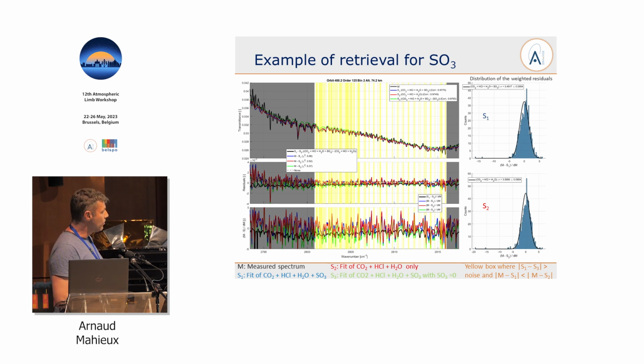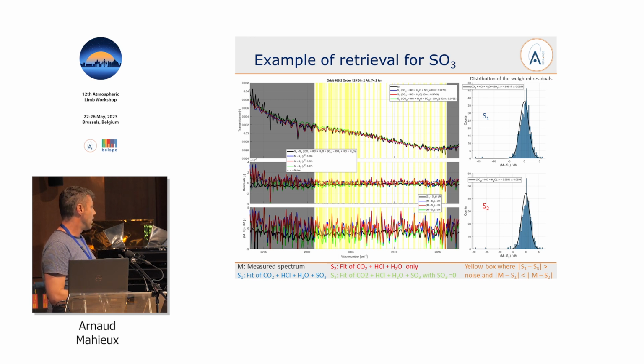The first fit, in blue, that you can hardly see because it's below the other colors, is a fit considering those four species. Then we did a second fit considering only CO2, HCl, and water. And then S3, the green one, is the same as S1, but we just set the slant density of SO3 to 0. If we go to the middle here, you have between parentheses the correlation coefficients between all the fits and the measured spectrum.